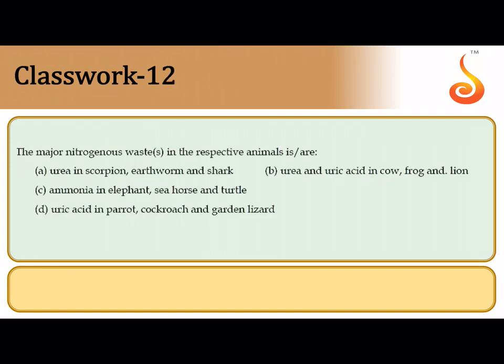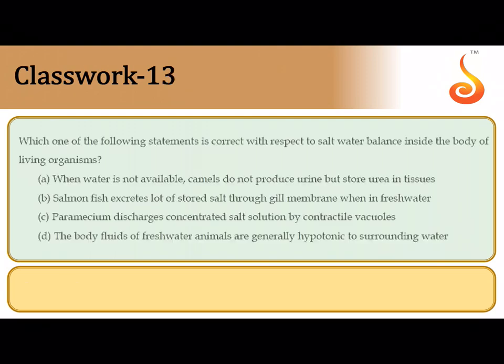The major nitrogenous waste in respective animals: the correct option is uric acid in parrot, because it's a bird, insect, cockroach, and reptile, lizard. Even land snails eliminate uric acid in the form of pellets. So it is in birds, in insects, in reptiles, and land snails. We see that they predominantly excrete their nitrogenous waste in the form of uric acid. So we call them as uricotelic.